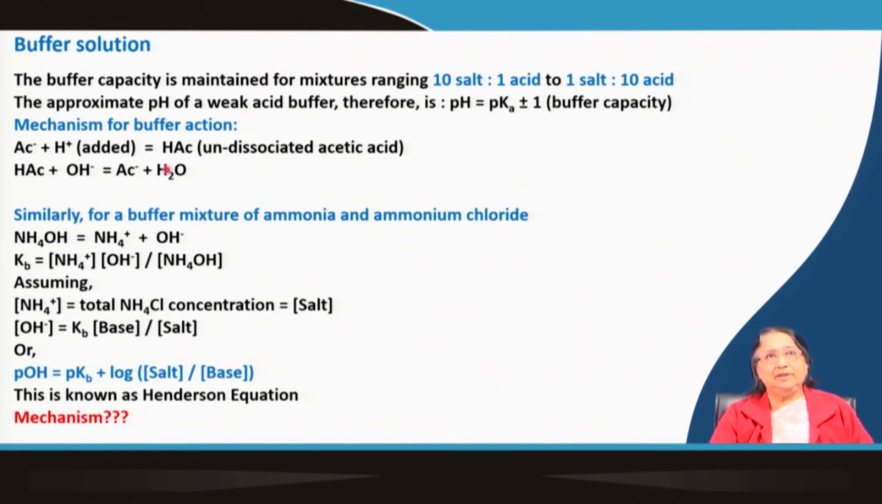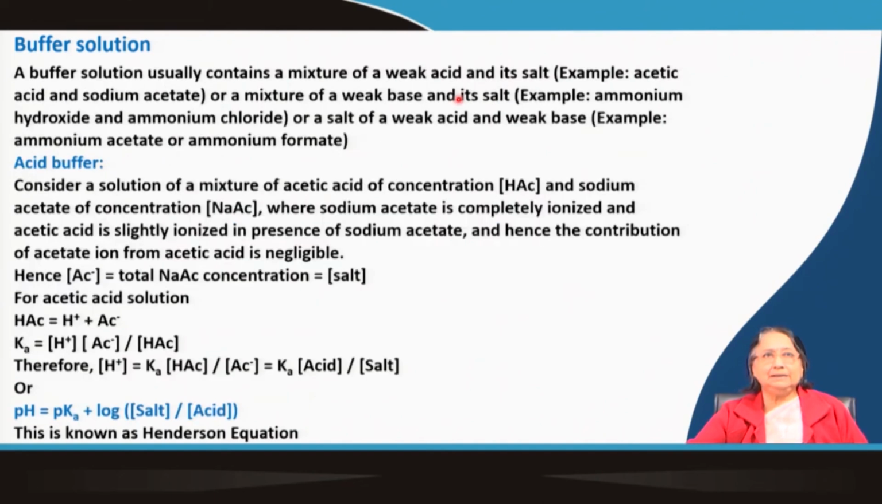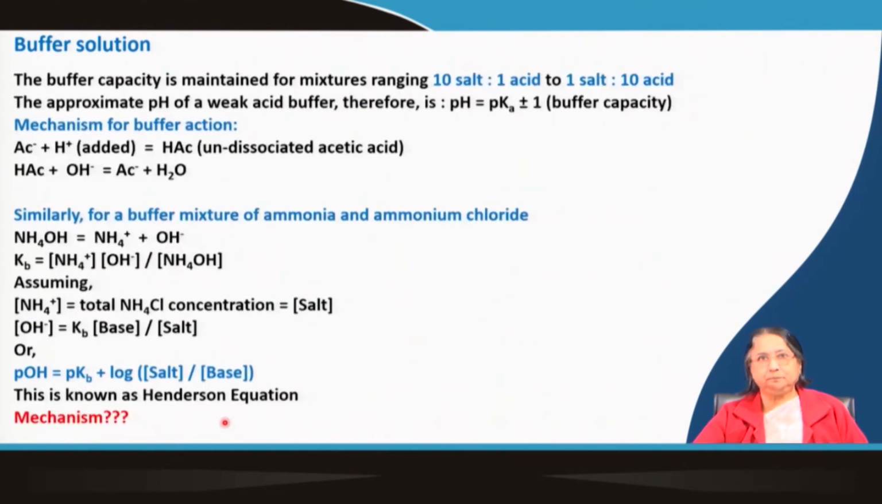So, buffer capacity is very important. Buffer capacity is maintained for mixtures ranging, what is the range? We have seen in the last slide that pH equals pKa plus log of salt by acid. This proportion is very important. So, buffer capacity is maintained for mixtures ranging from 10 salt to 1 acid or 1 salt to 10 acid. That means 10 to 1 or 1 to 10 for that ratio of salt and acid. That means pH is nothing but pKa plus or minus 1, because the log term is there. So, that is why it is coming plus or minus 1. So, this is called buffer capacity.